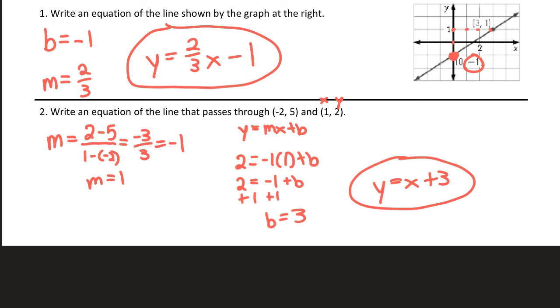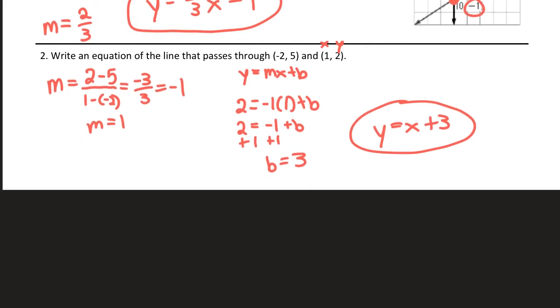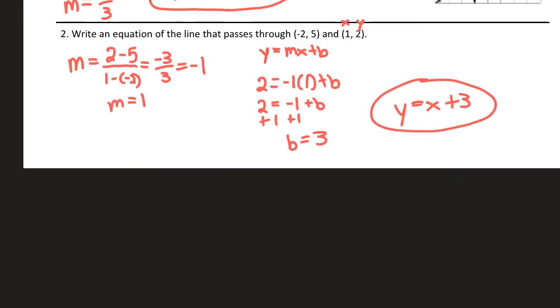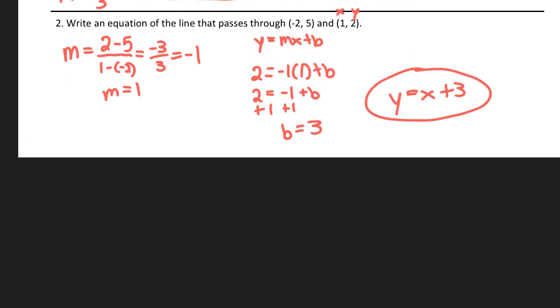Now in number 2, I understand that this kind of extended what we were talking about. So you're given 2 points. If you're given 2 points, you can find the slope: y2 minus y1 over x2 minus x1. That was the last lesson. So I get my slope is, I should have written that better, my slope is -1.